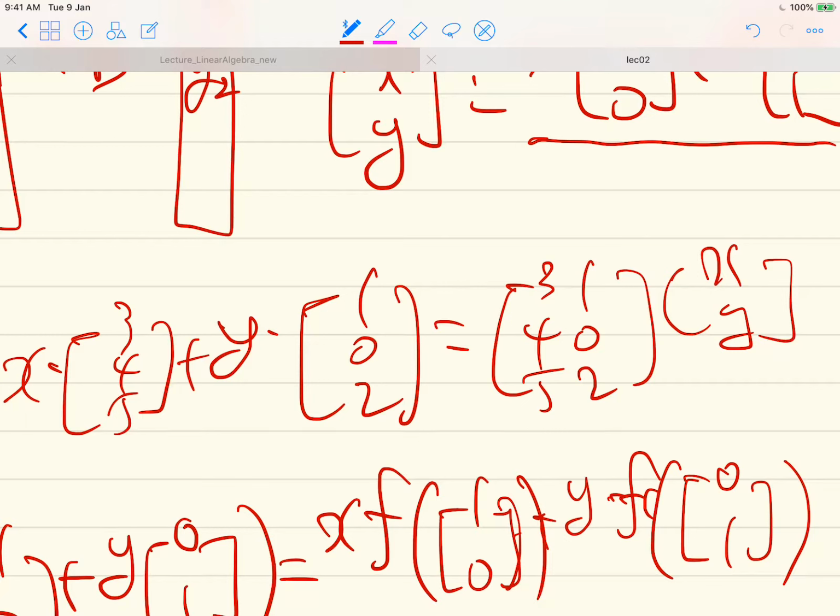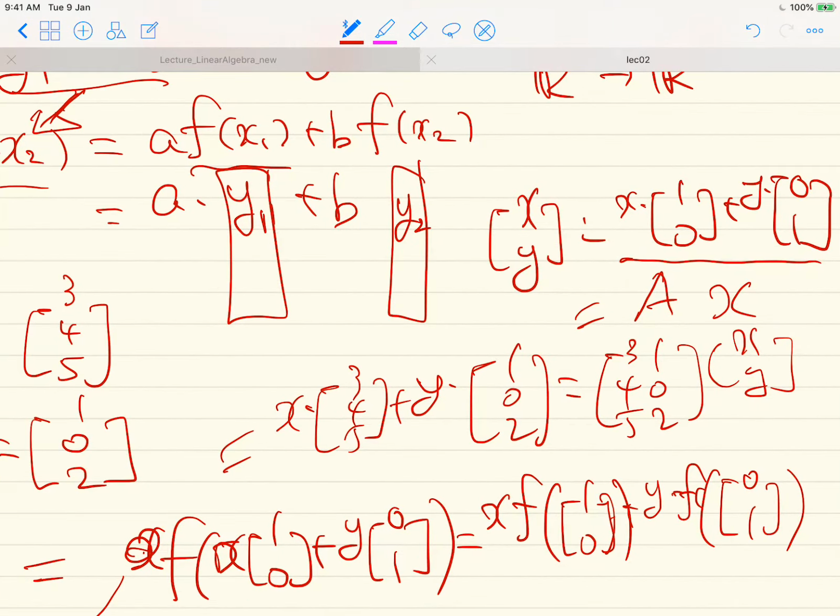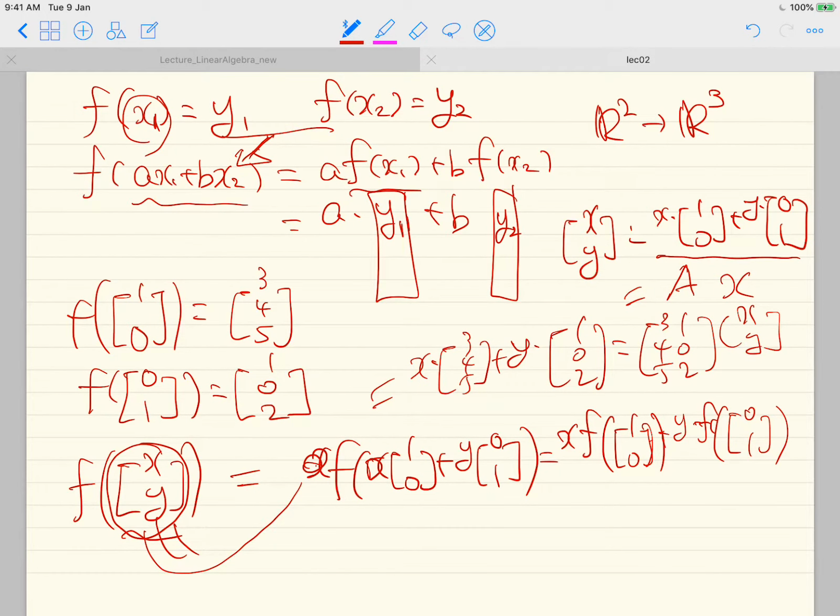Okay, our conclusion here is that we started from the linear assumption, but that linear assumption always leads to this matrix vector multiplication. So if a vector to vector transformation is linear, then that transformation is always represented as a particular matrix times an input vector. So that's the connection between linearity and matrices in the context of a vector to vector transformation. Any questions about it?